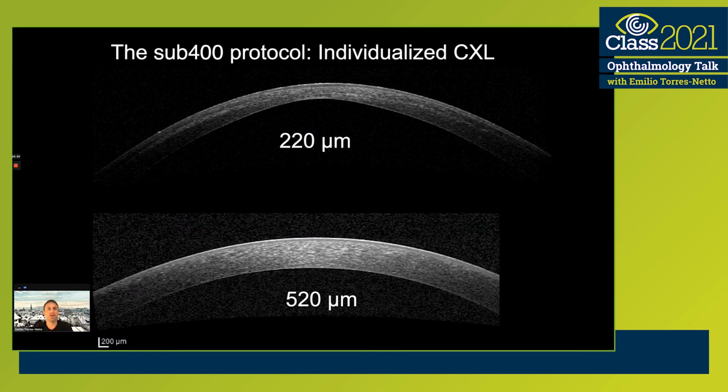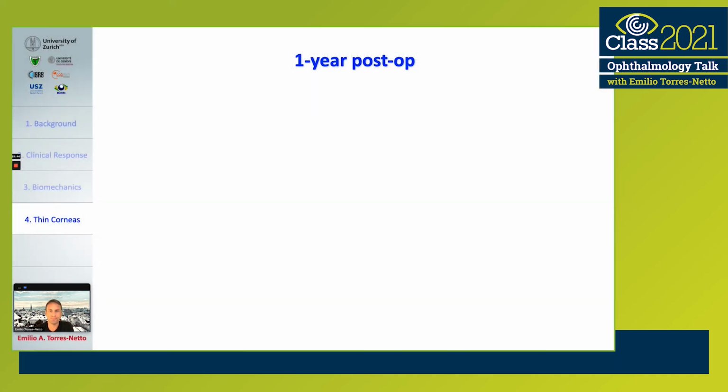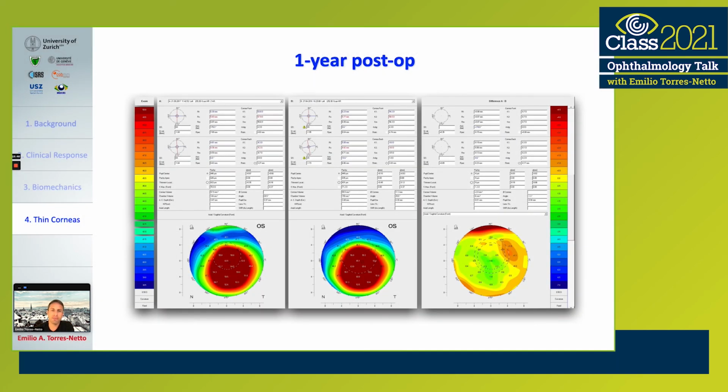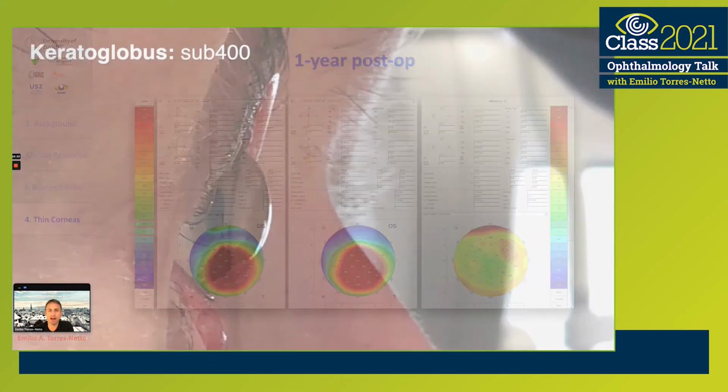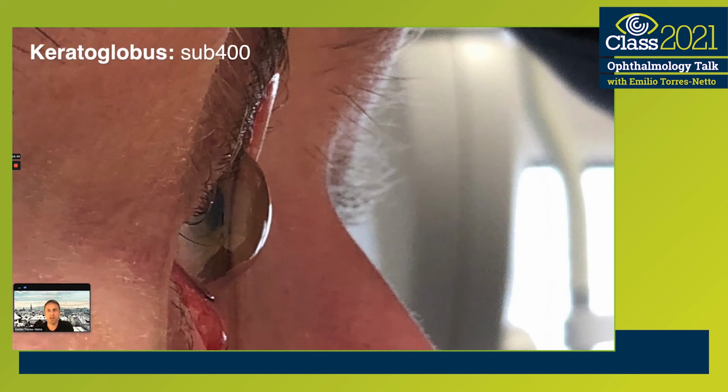And here you see images from corneas that now can be cross-linked, and you see the demarcation line on the upper image showing corneas as thin as 220 microns that were cross-linked with the sub-400 protocol. And here are some images showing those results, a standard flattening after our protocol.